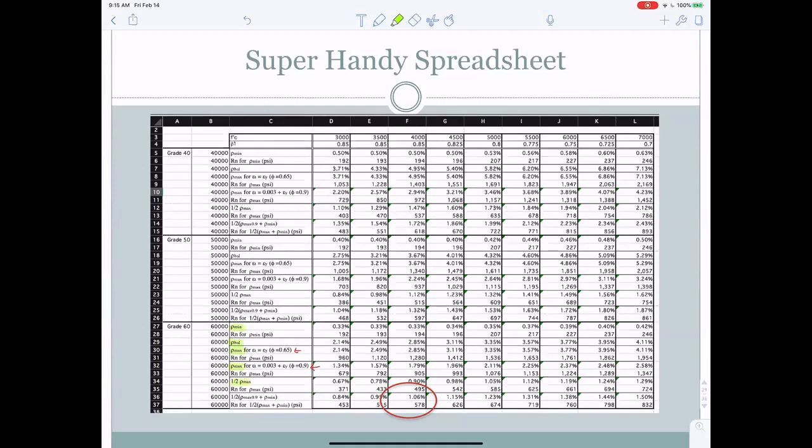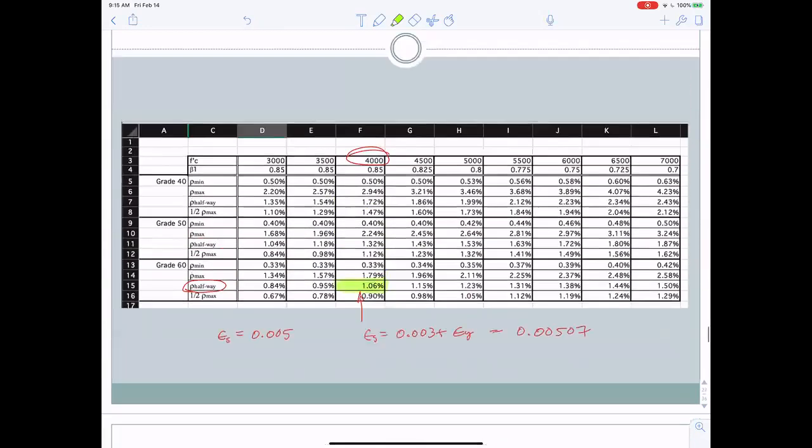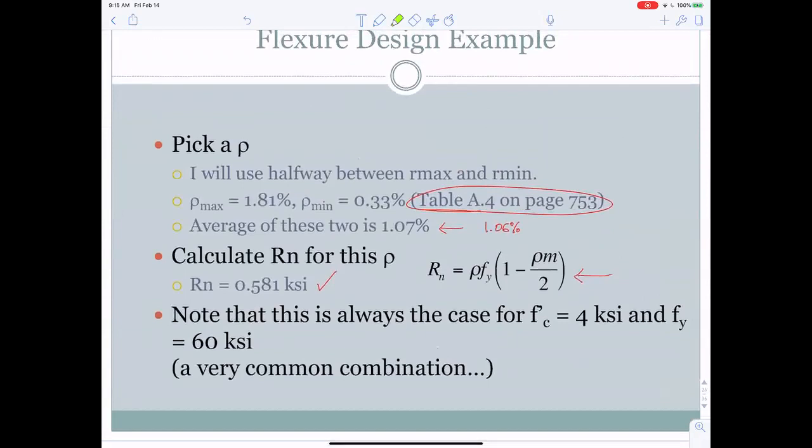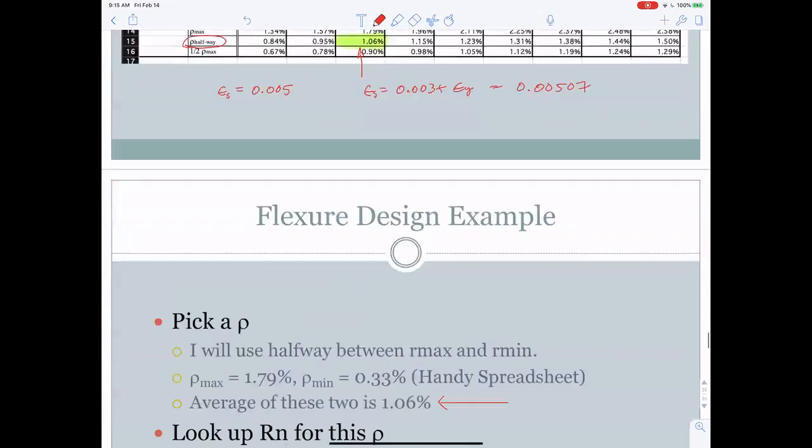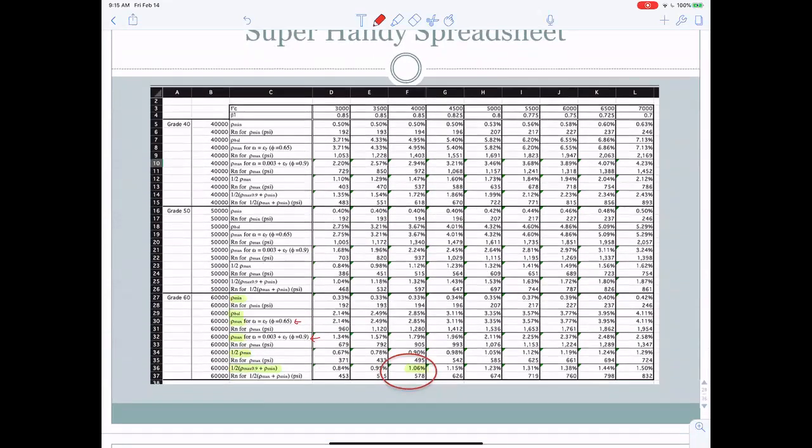Some people just like to use half of the max. I like to use the average of max and min, and there it is. Okay, 1.06%. But what I've also done in this spreadsheet, you see this Rn equation here? That Rn equation is just a function of rho, fy, and m, which is a function of f'c. So in the super handy spreadsheet, what I realized is, I know f'c, I know fy, and when you download the spreadsheet, I hide that column. There's no need for you to see that, but I need those numbers for the spreadsheet to work.